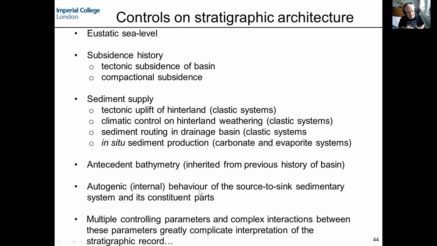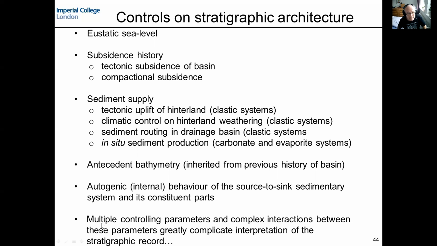We also have the internal behavior within the depositional systems and their linked source to sink systems between them. One example there is delta lobes shifting position. It's an example we'll come back to tomorrow when we think about shallow marine systems. But increasingly, we're recognizing there are feedbacks within depositional systems that control where sediment is deposited and stored.